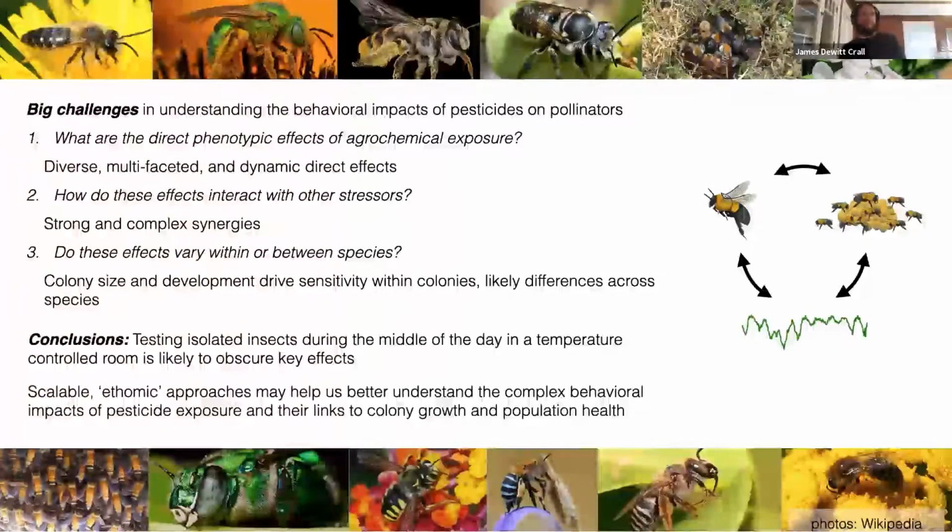But I also think there is real promise in these scalable techniques that are just getting easier and better to use to understand this broad suite of behavioral impacts of these compounds, and they might be helpful for developing better testing paradigms and understanding the real world effects of the many chemicals that we are introducing into the world of bees and other insects.